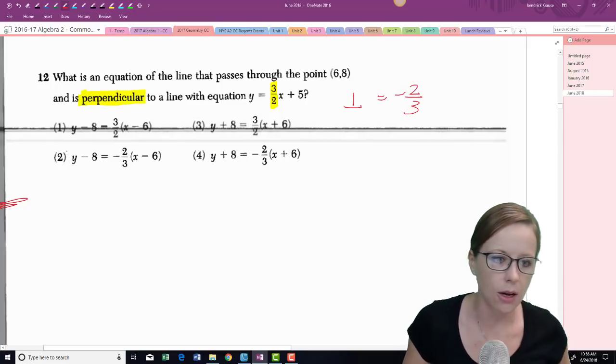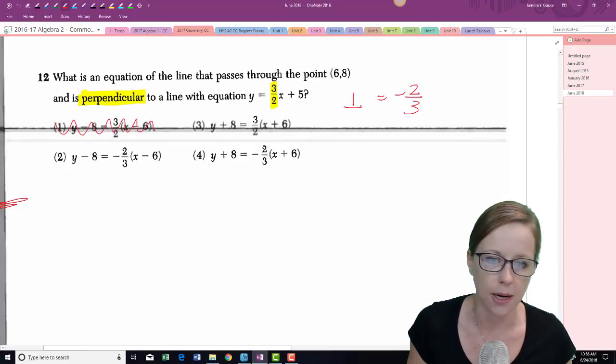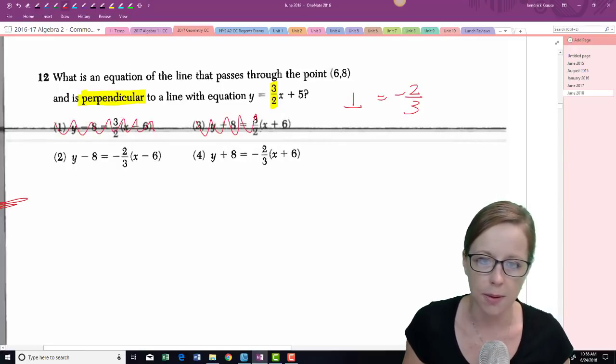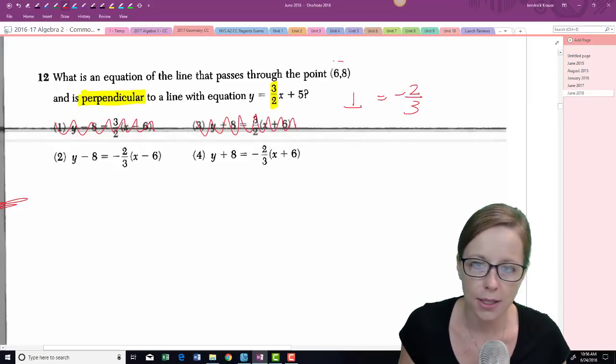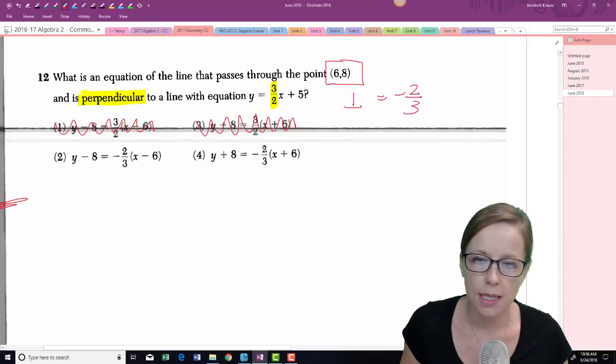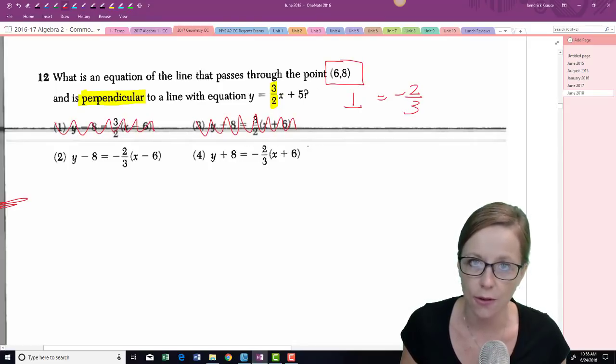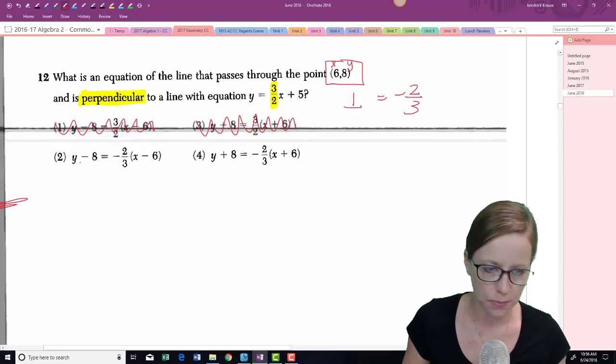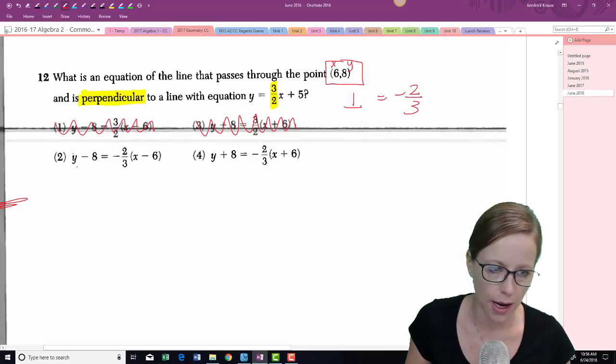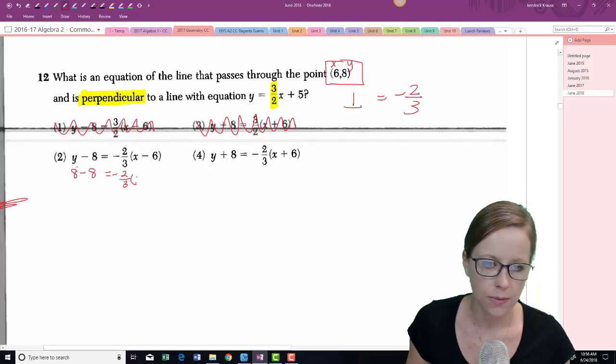So I'm looking at these and I go, oh, it's not 1, that would be possibly a parallel. It's not 3, that would be parallel. Okay, so it's possibly these two, right? Well, it has to pass through the point 6,8, which means if you plug in 6 and 8 for x and y, let's make sure we do x and y, then the statement will be true. So if I plug in 8 for y here and 6 for x here, that's 0 equals negative 2/3 times 0 is 0. That's true. So that's going to be my answer.